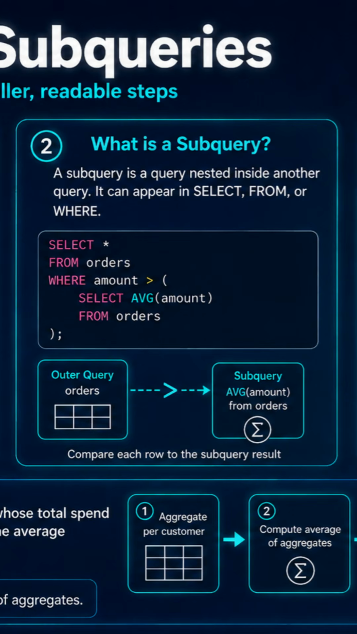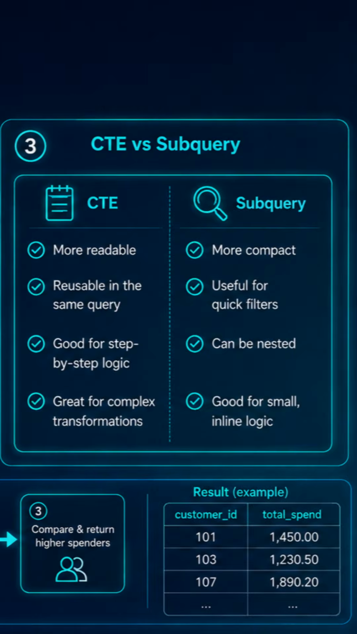For example, imagine you want to find all orders where the amount is greater than the average order amount. The inner query calculates the average amount from all orders. Then the outer query checks each order and returns only the ones above that average. So, think of a subquery as a small helper query that gives a value or a result to the main query.